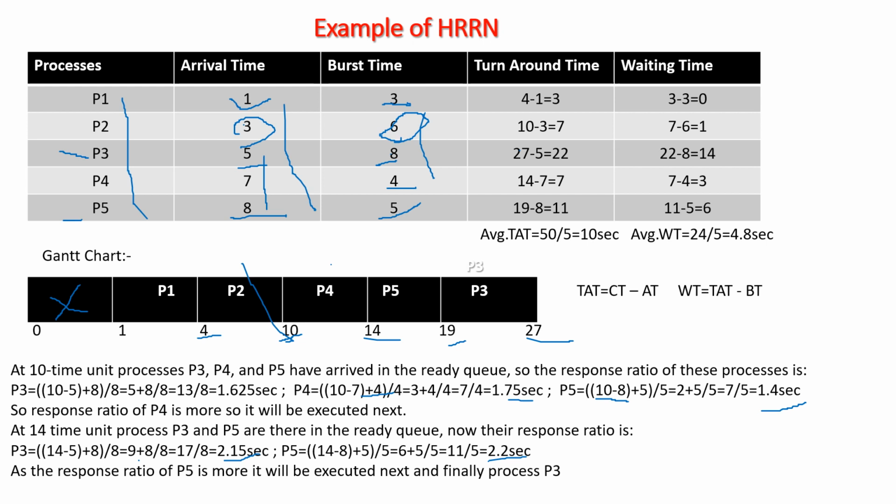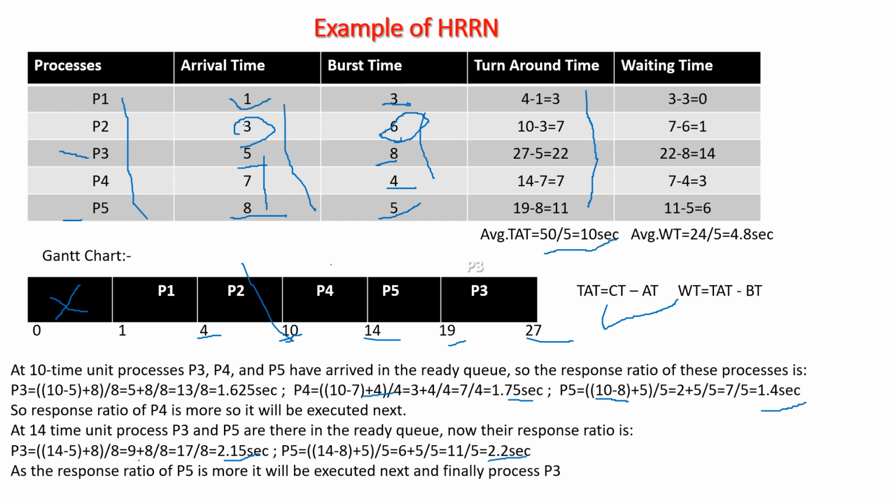Now we have to calculate the turnaround time. Turnaround time is equal to completion time minus arrival time. The completion time for process P1 is 4. 4 minus 1 is 3. So 3 is the turnaround time for process P1. In the same way, for process P2, 10 minus 3 is 7. For P3, 27 minus 5 is 22. For P4, 14 minus 7 is 7. And for P5, 19 minus 8 is 11. So the average is 3 plus 7 plus 22 plus 7 plus 11, which is 50, divided by 5, which is 10.